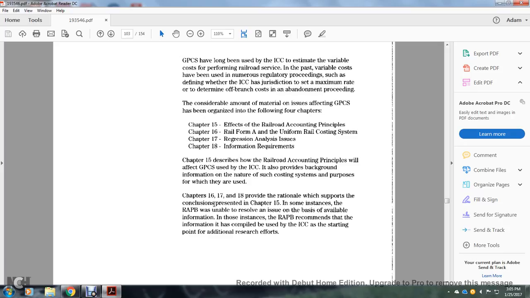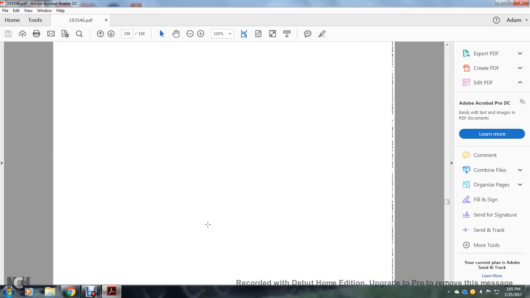In some instances, the Railroad Accounting Principles Board was unable to resolve the issue on the basis of available information. In such instances, the Railroad Accounting Principles Board recommends that the information be compiled by the Interstate Commerce Commission, starting with the point of additional research efforts.